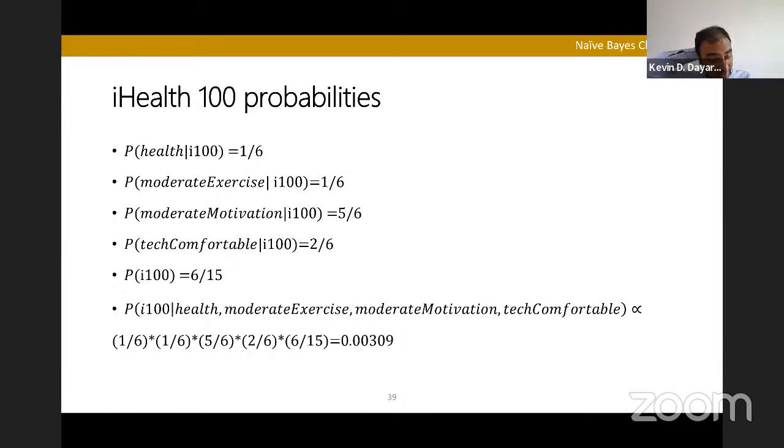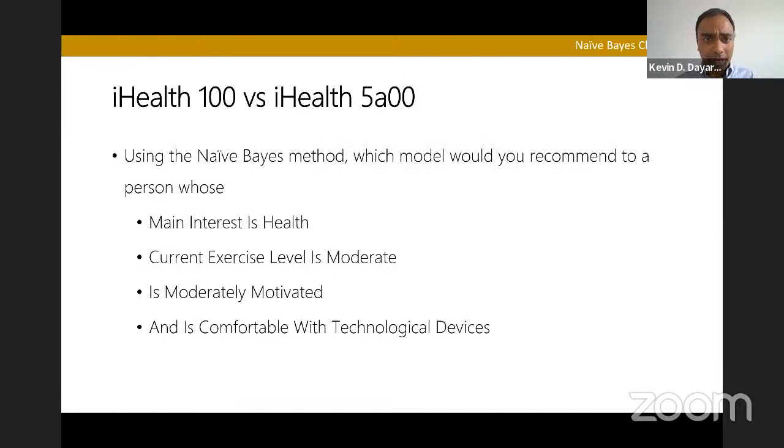So you know what, I don't want to leave everything to you guys to compute, but we'll go through one or two of them. What is the probability that given that they chose I-100, health is their priority? Well, we can go back.